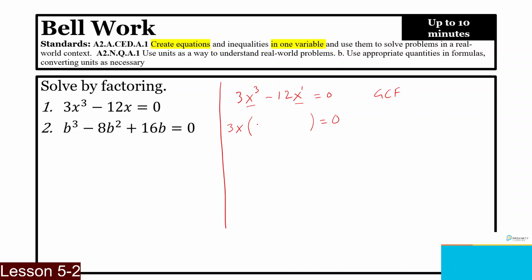3 goes into 3 one time. x goes into x cubed x squared times. x times x squared is x cubed. Minus stays a minus. 3 goes into 12 4 times. x goes into x 1 time, so we don't have to put anything here. So our two factors are 3x and x squared minus 4. I don't have to write the 1 because it's a coefficient, and it's implied that this x squared has a 1 with it. So this equals 0.